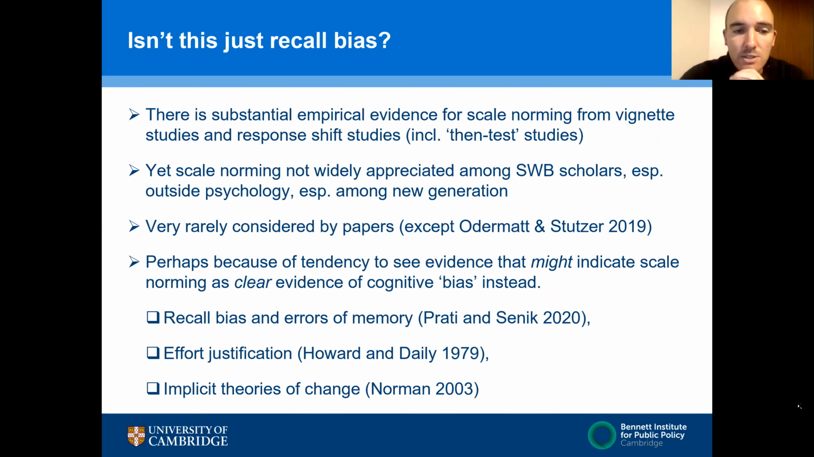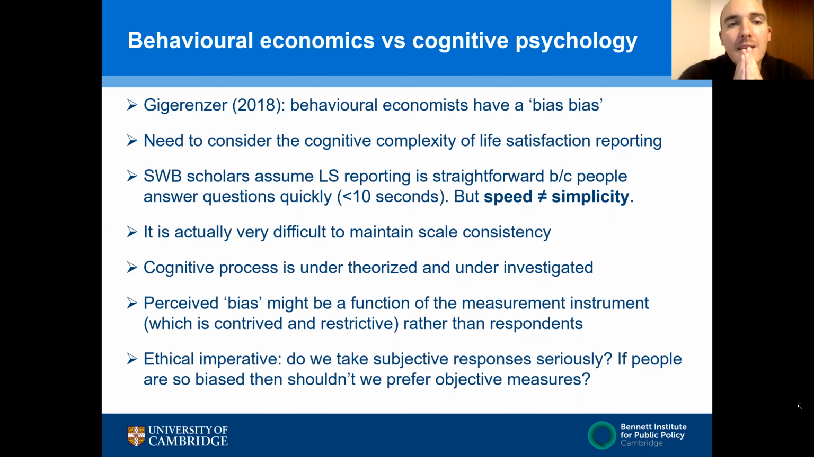The three biases that are usually mentioned are recall bias and errors of memory, effort justification, and implicit theories of change. Now, these are certainly compelling arguments, and I think this is something that we need to investigate and try to control for. But at the moment, something that might be scale norming is seen clearly as cognitive bias, and instead it should be: something might be cognitive bias, and it might be scale norming, and it might be both.